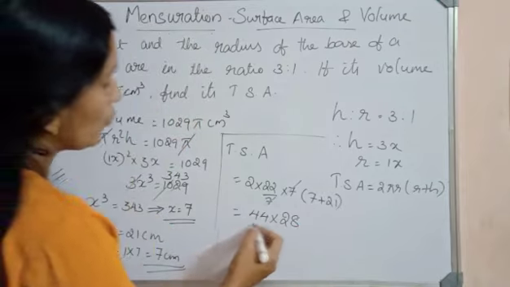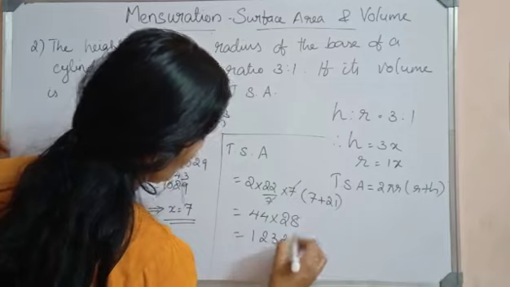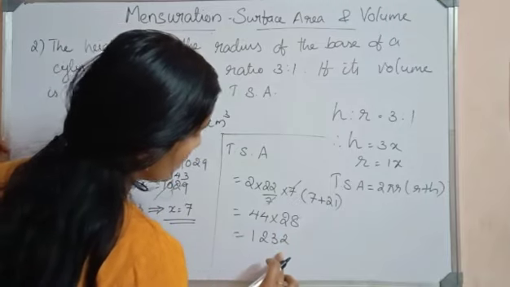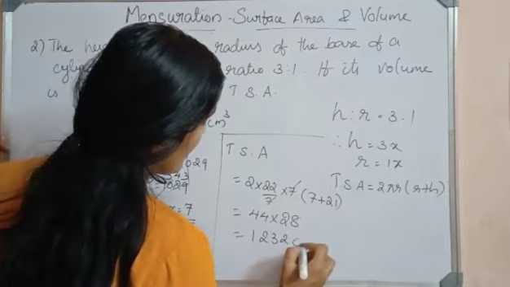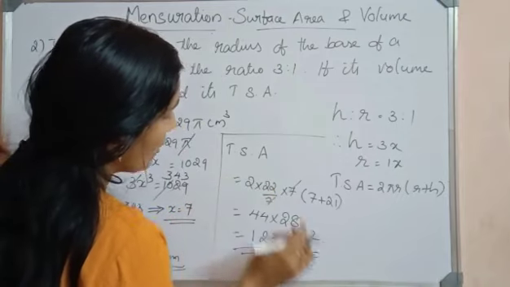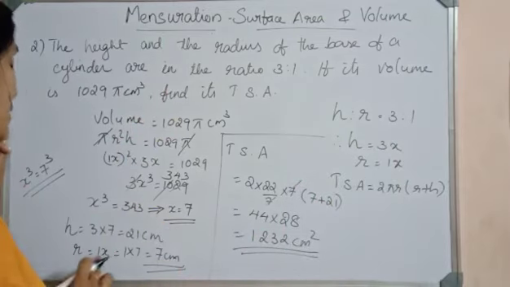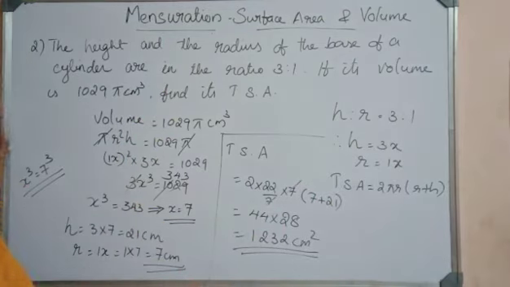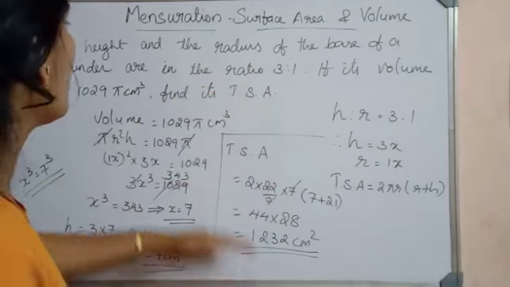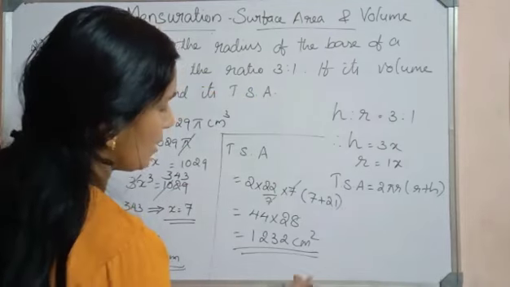And when you multiply 44 into 28, you will get the value as 1232 centimeter square. Since we are finding the total surface area, the unit is centimeter square. The radius as well as the height is in centimeters. Therefore, the total surface area of the given cylinder is 1232 centimeters square.